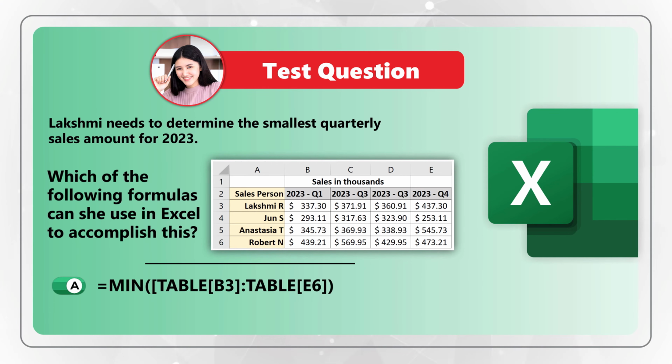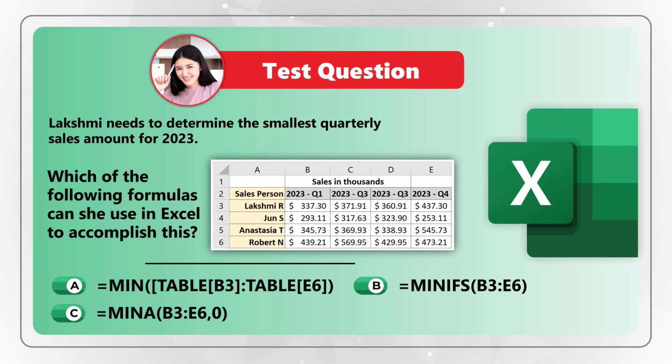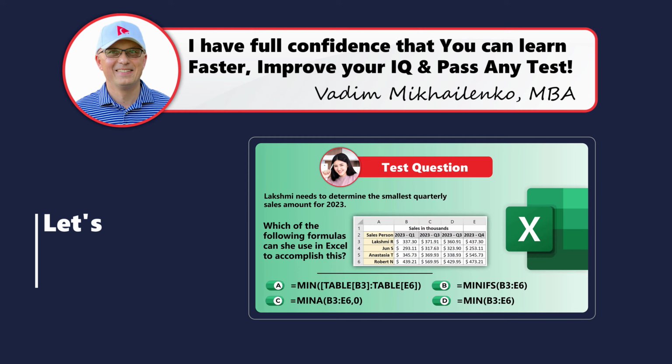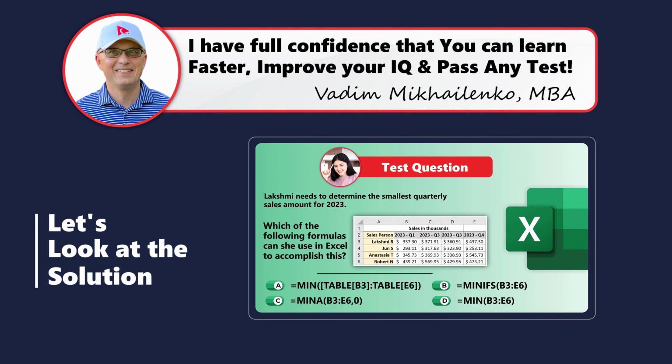Choice A, formula MIN, and then in parentheses table B3 through table E6. Choice B, MINIFS, and then in parentheses B3 through E6. Choice C, MINA, B3 through E6 in parentheses. And last but not least, choice D, MIN B3 through E6. Take a close look, maybe pause this video to see if you can come up with the solution. On my end, I'm going to jump to Microsoft Excel to share with you my version, and obviously if you have a better way to solve it, please make sure to post in comments.